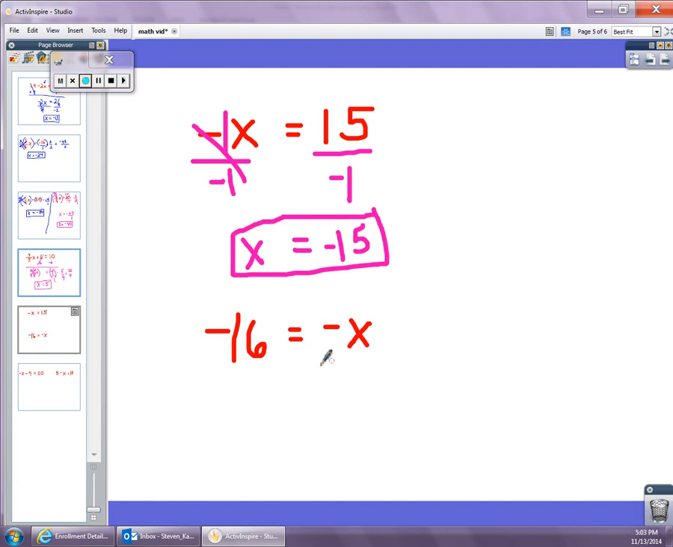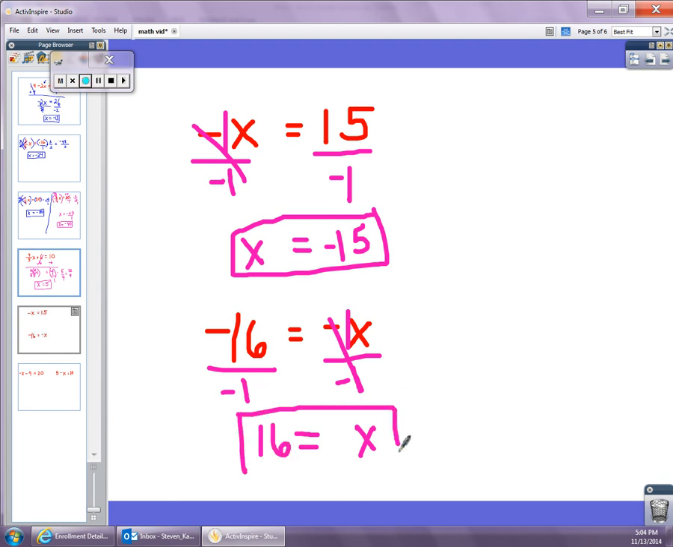Try this one over here. What would happen? What would you get? Go ahead and pause the video and try this one on your own. Okay? So you're left with negative x equals negative 16. I'm going to put a 1 in front of the x to know that it's negative 1 times x. And I want to be left with just x, so I'm going to divide by negative 1 and divide by negative 1. And this cancels out. I'm left with x, an equal sign, and negative 16 divided by negative 1 is positive 16, and that's my answer.